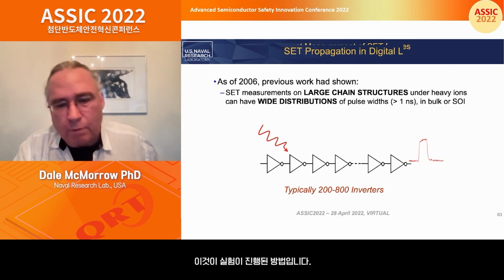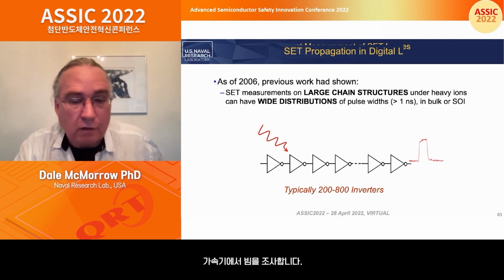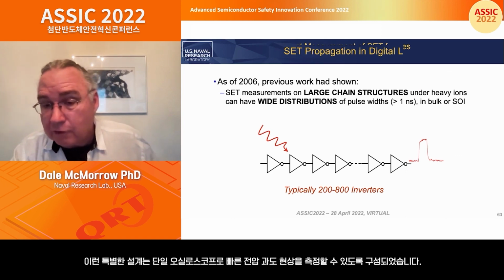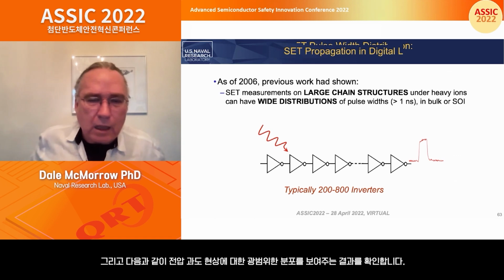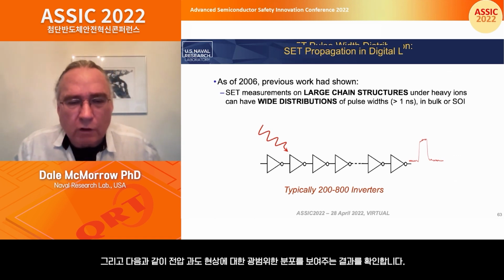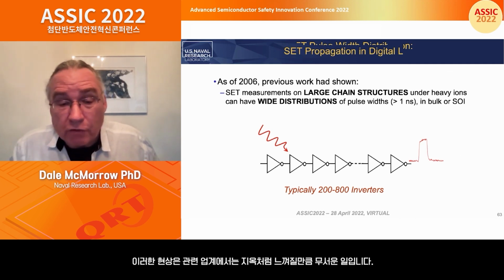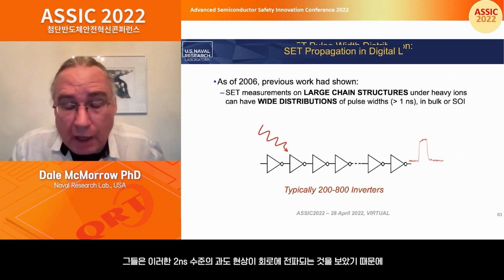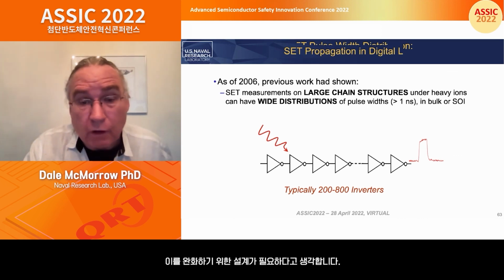And this is the way the experiment is done. You irradiate at an accelerator. This particular design was set up so that we could measure the fast transients with a single shot oscilloscope. And this is what the result looks like. You get this wide distribution of transients. Now, these transients were scary as hell to the industry, because they saw these 2 nanosecond transients that they thought were propagating around their circuits, and thought they had to design around those to mitigate them.